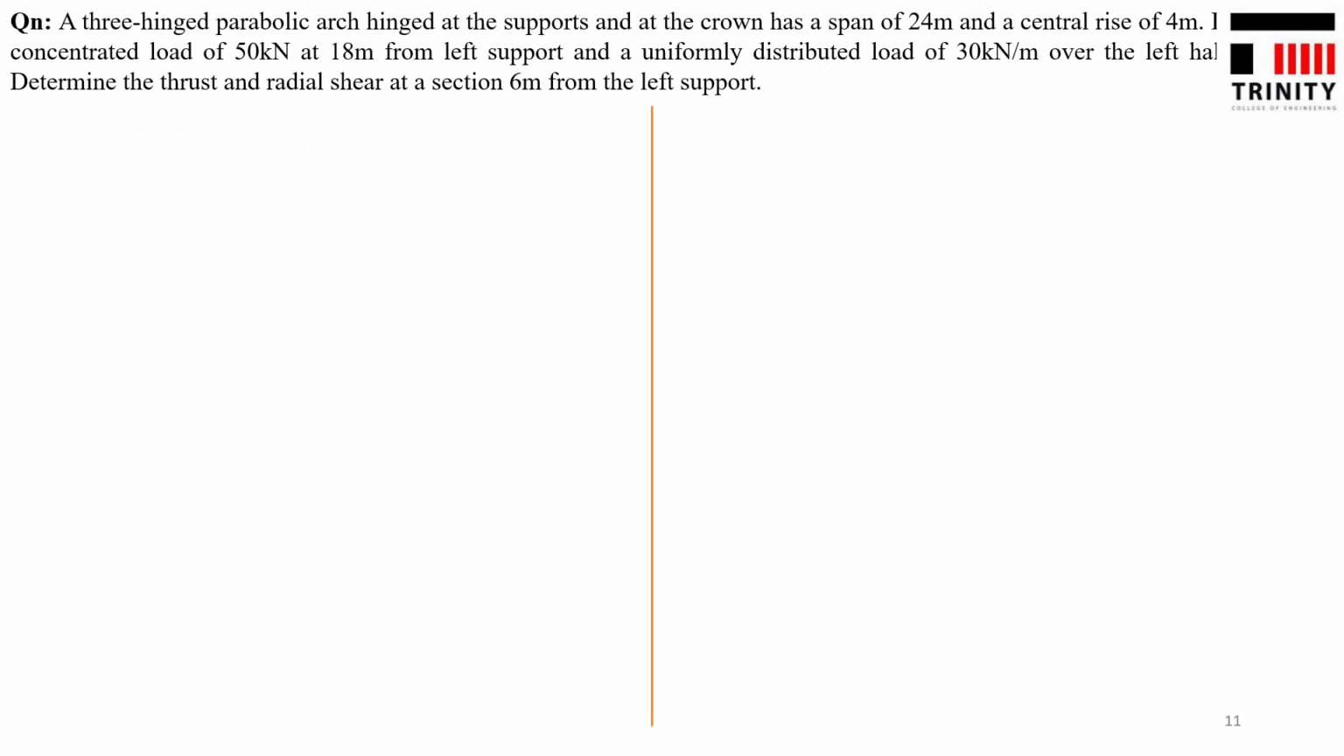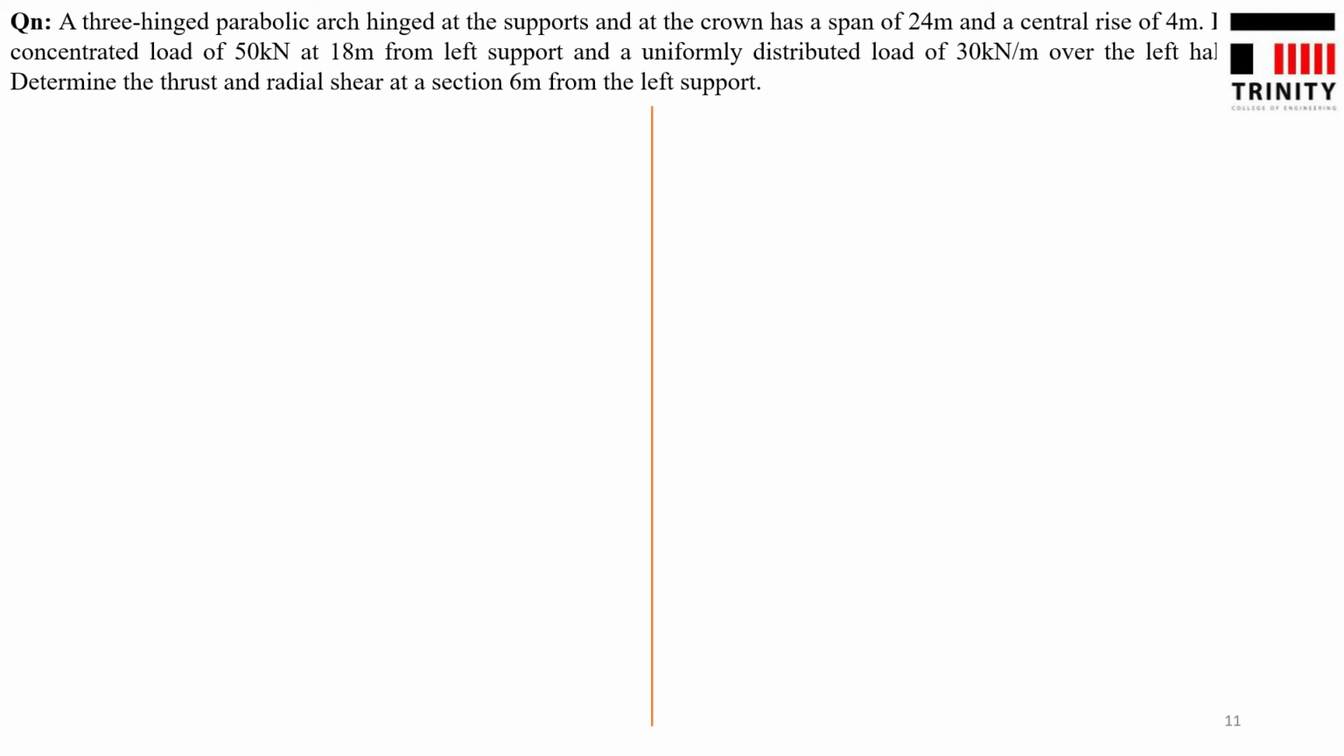Then the second question: a three-hinged parabolic arch hinged at the supports and at the crown has a span of 24 meter and a central rise of 4 meter. It carries a concentrated load of 50 kilonewton at 18 meter from the left support and a uniformly distributed load of 30 kilonewton per meter over the left half portion. Determine the moment, thrust and radial shear at a section 6 meter from the left support.